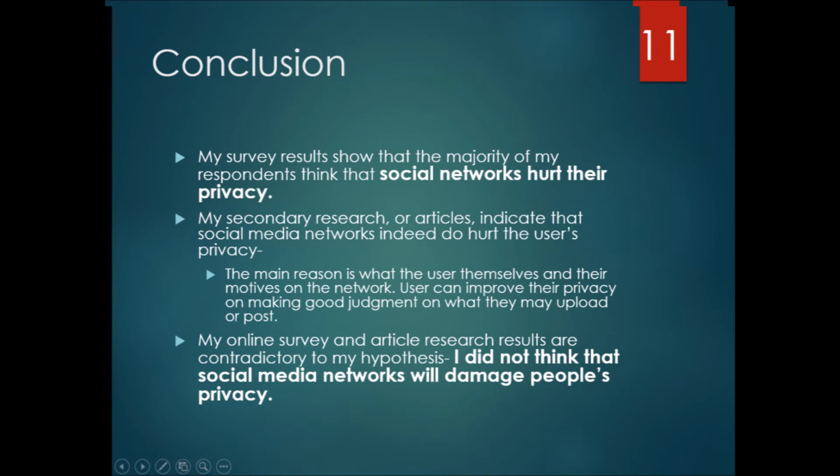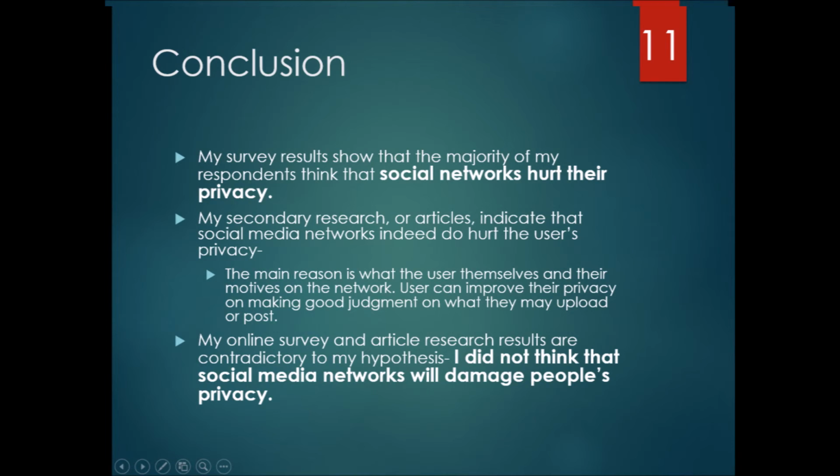So, what did I find out in the end? Well, my survey results said that the majority of respondents thought that social media networks do indeed hurt their privacy, while the 3 articles went more in depth about that, and I found out that it was not the network itself, but other users on it causing problems.